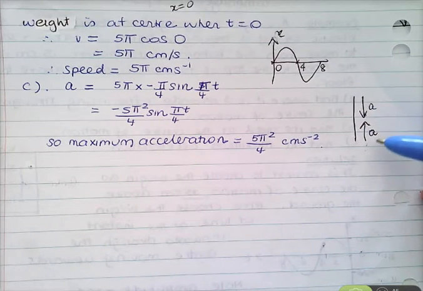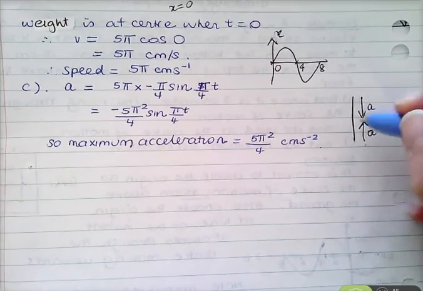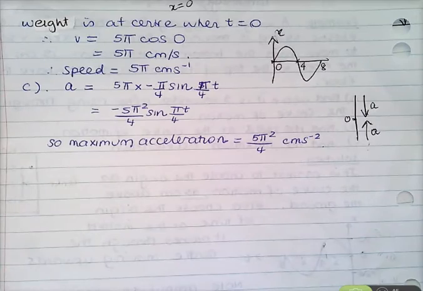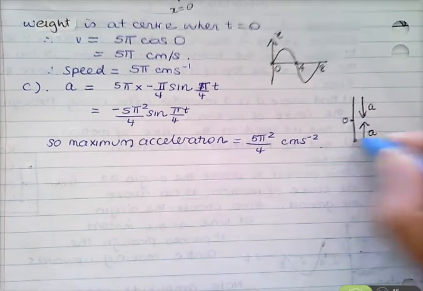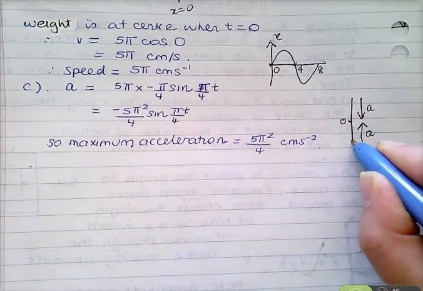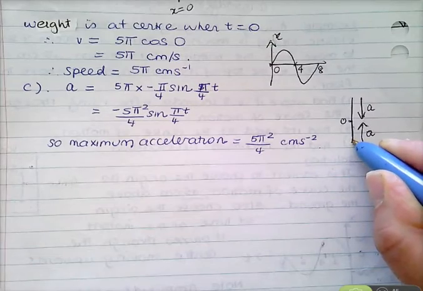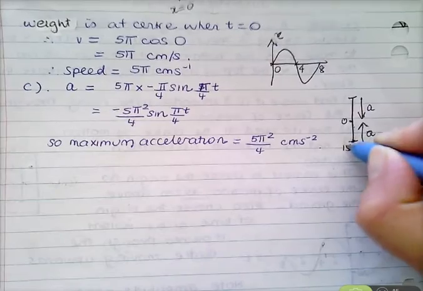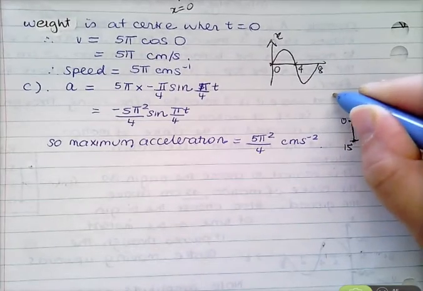In the middle, acceleration is 0 in the centre of motion. So the maximum acceleration would be down here when x is 15, because from our original graph we've got 15 and we've got 55.